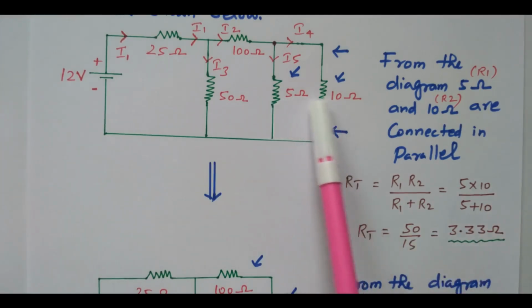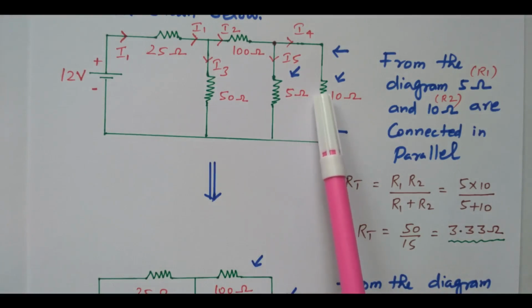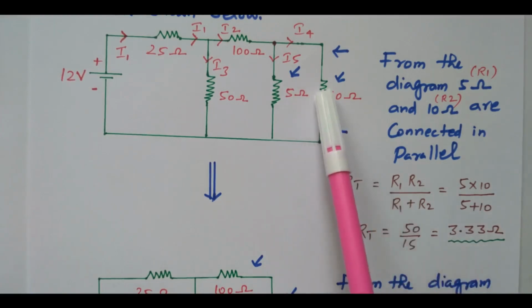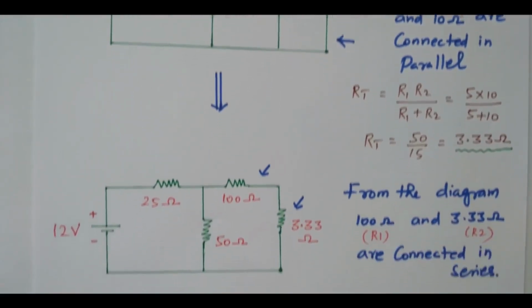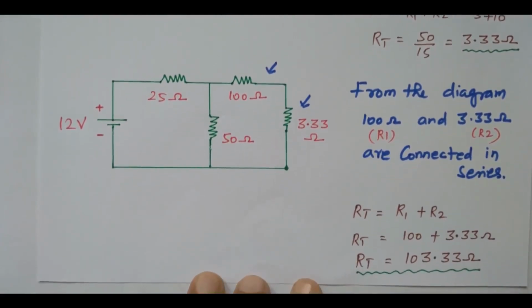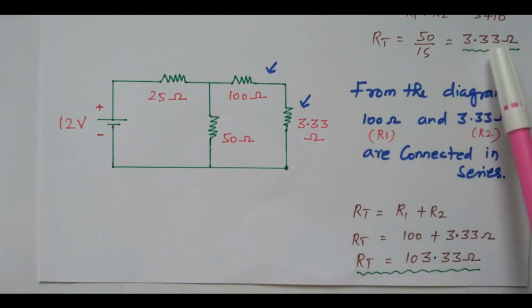So these two resistors are connected in parallel. By inspecting the current, we easily identify these two are in parallel. So the equivalent resistance of these two parallel resistors is 3.33 ohm. Now we can replace these two with 3.33 ohm, that is available in the next diagram. See this, that parallel combination is now converted into 3.33. What we calculated is replaced.